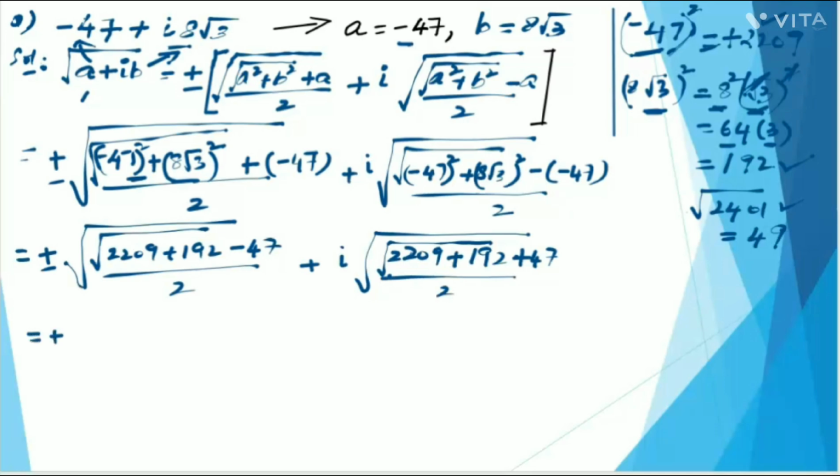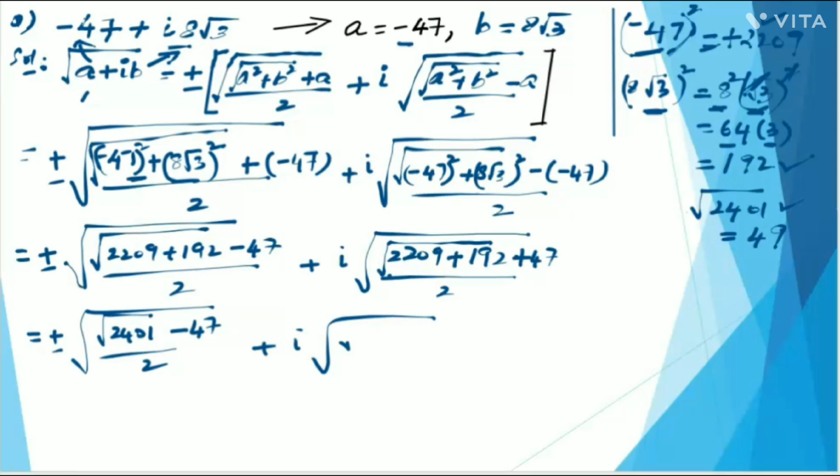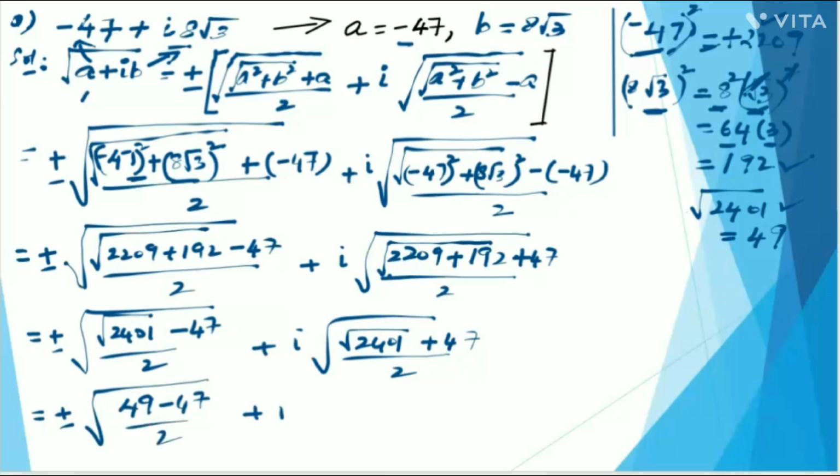Now this is equals to plus or minus square root of 2209 plus 192 is 2401, minus 47 divided by 2, plus i square root of 2401 plus 47 divided by 2. This is equals to plus or minus under root, square root of 2401 is 49, minus 47 divided by 2, plus i square root of 49 plus 47 divided by 2.